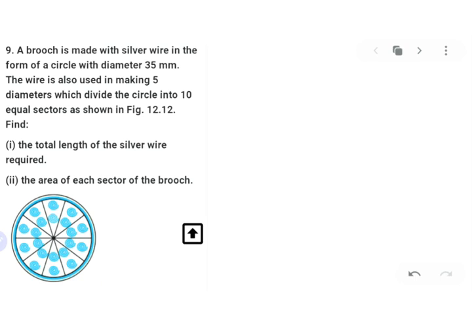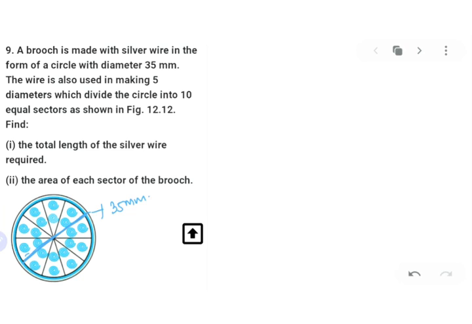In that, we have problem number 9, which says a brooch is made with silver wire in the form of a circle with diameter 35 mm. So, the diameter of the brooch is given to you, that is 35 mm. The wire is also used in making 5 diameters which divide the circle into 10 equal sectors, as shown in the figure. Find the total length of silver wire and find the area of each sector.